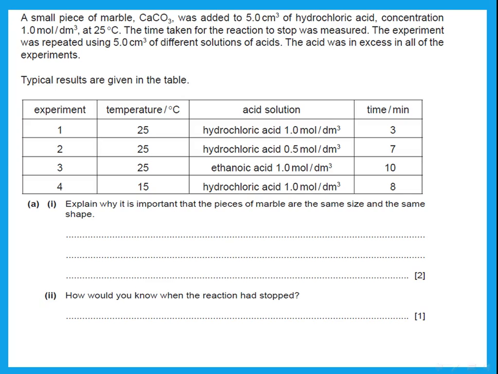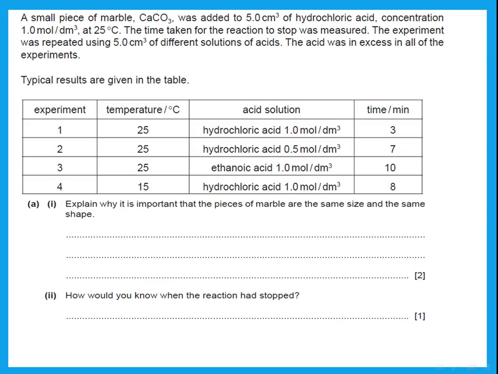Okay, here he says a small piece of marble, calcium carbonate, was added to 5 cm³ of hydrochloric acid at 25 degrees centigrade. The time taken for the reaction to stop was measured. The experiment was repeated using different solutions of acids. The acid was in excess in all of the experiments. So they used a specific amount of calcium carbonate and they were changing the type of solution of acid.